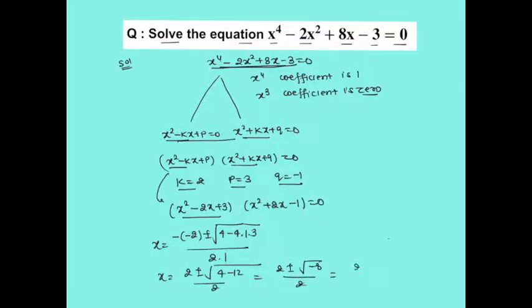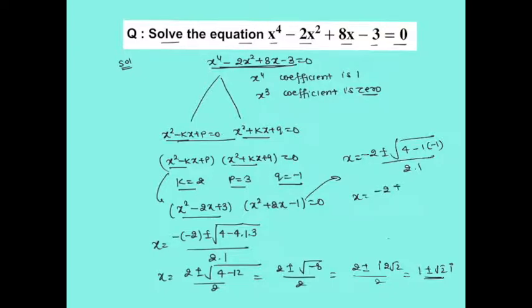So we'll get as 2 plus minus root over minus 8 divided by 2. It will come as 2 plus minus iota 2 root 2 divided by 2. So we'll get as 1 plus minus root 2 iota. Similarly, from this we can get as x equal to minus 2 plus minus root over b square, that is 4 minus a is 1 and c is minus 1 divided by 2a. So x will get as minus 2 plus minus root over 5 divided by 2. So there are 4 factors.